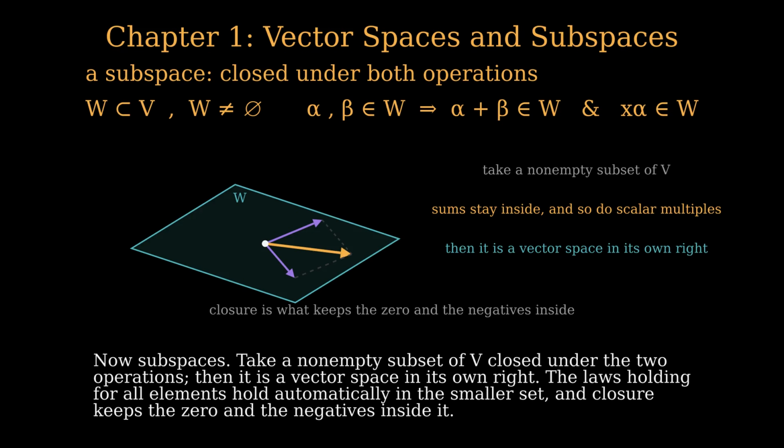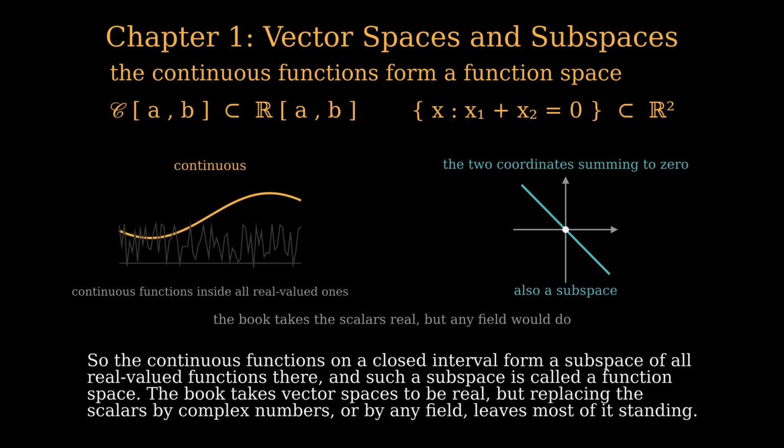Now subspaces. Take a non-empty subset of V closed under the two operations. Then it is a vector space in its own right. The laws holding for all elements hold automatically in the smaller set, and closure keeps the 0 and the negatives inside it. So the continuous functions on a closed interval form a subspace of all real-valued functions there, and such a subspace is called a function space. The book takes vector spaces to be real, but replacing the scalars by complex numbers, or by any field, leaves most of it standing.